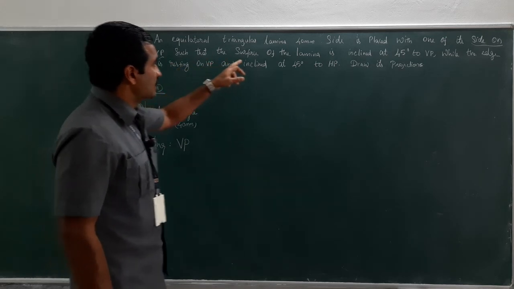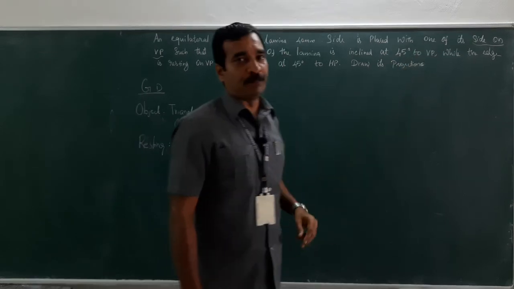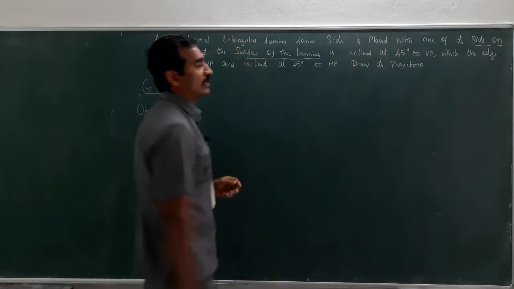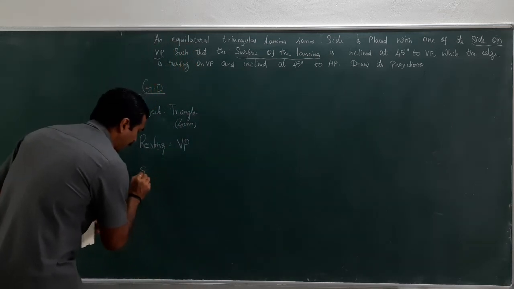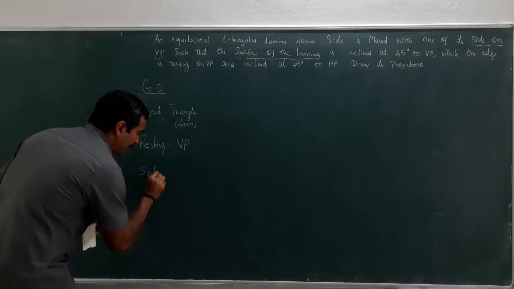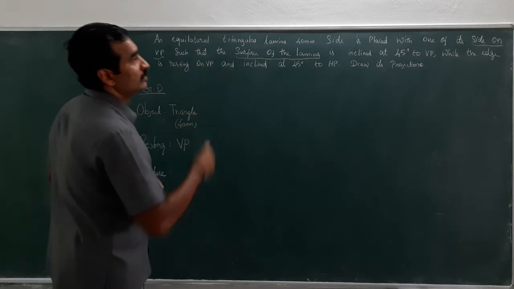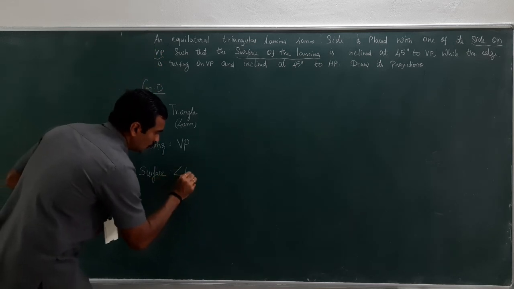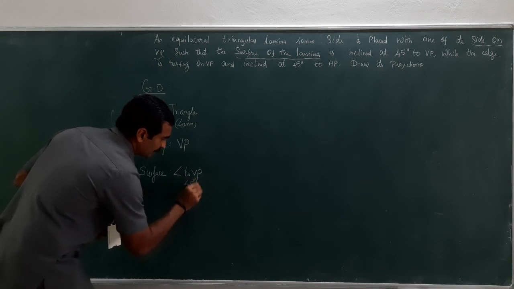Such that the surface of the lamina is inclined at 45 degree to VP. That means the surface inclination: the surface is inclined to VP, 45 degree.